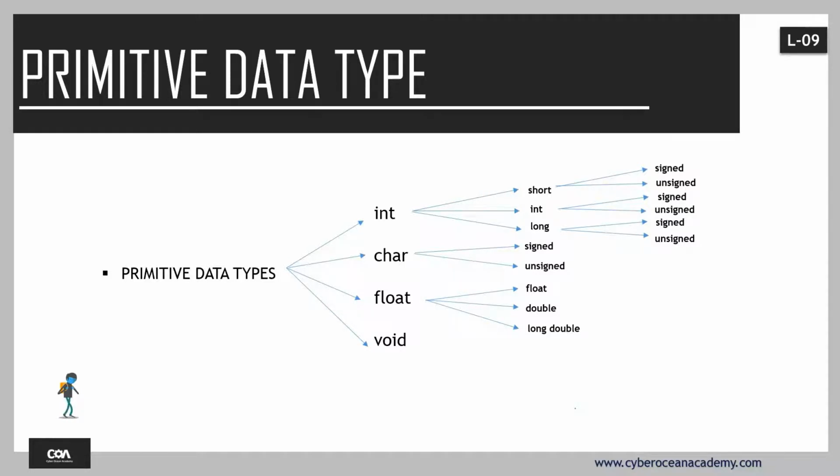Here the int data type can be classified as short, int, and long. So what are these? Why are these data types classified further?